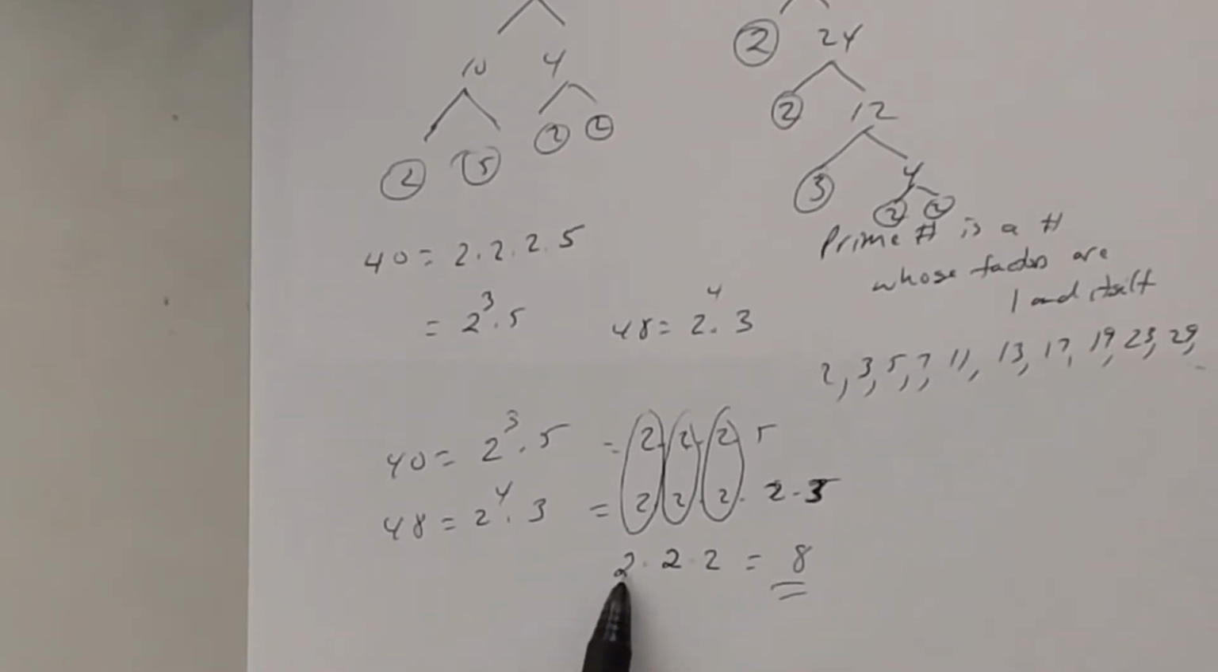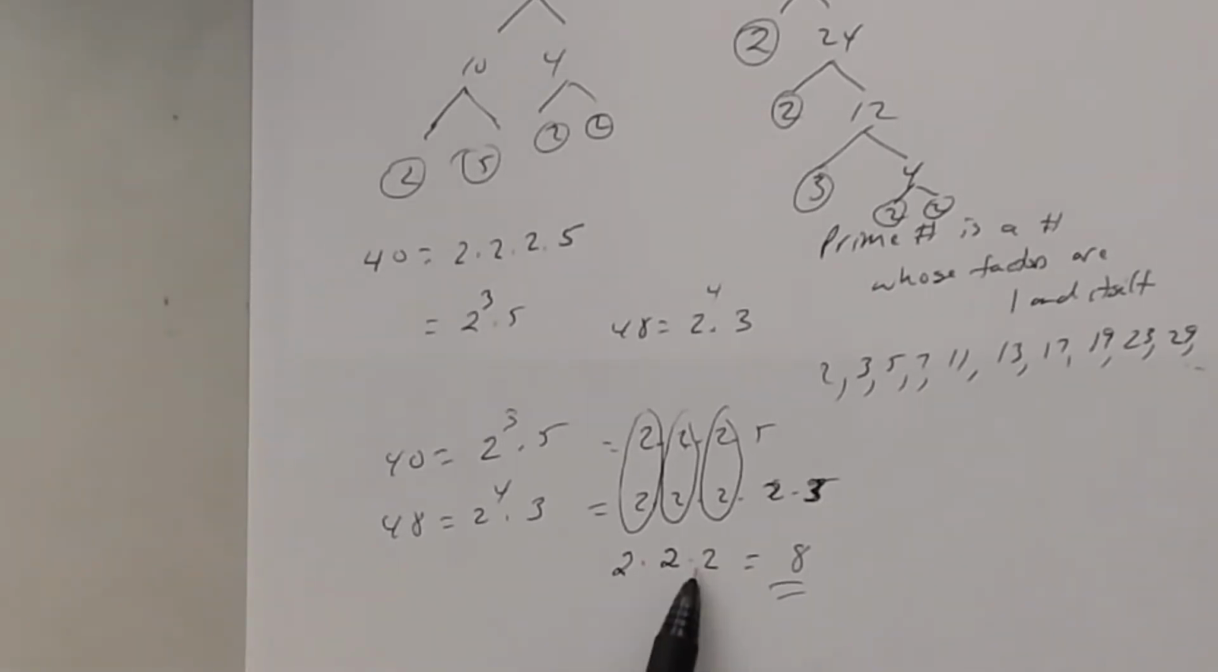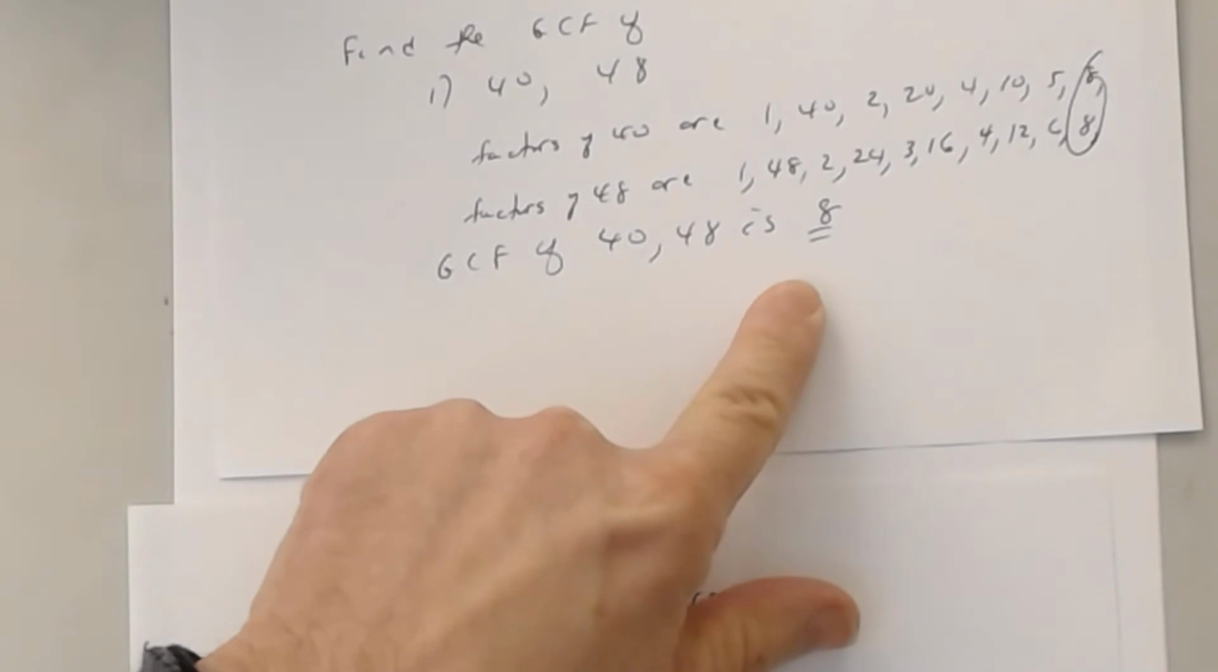And then I multiplied those common factors. 2 times 2 times 2 is 8. And what was the GCF? GCF was 8.